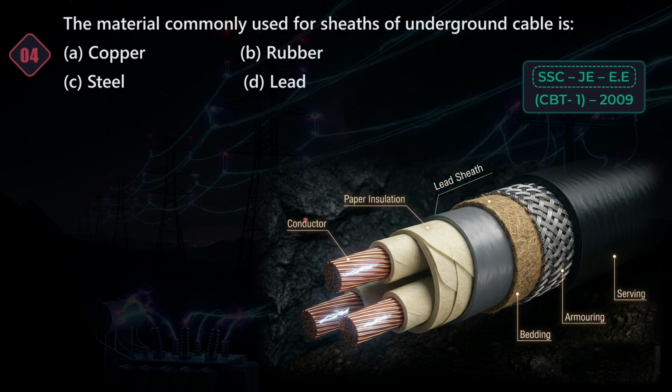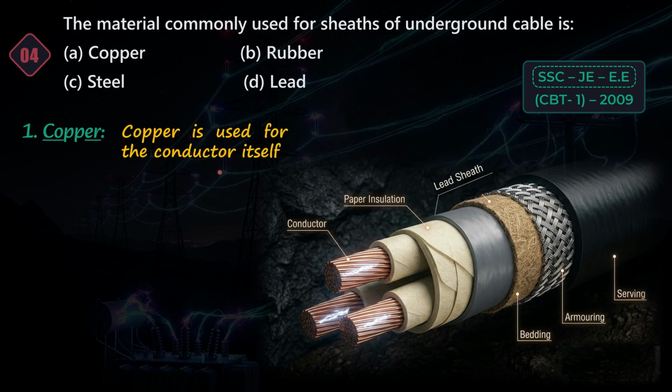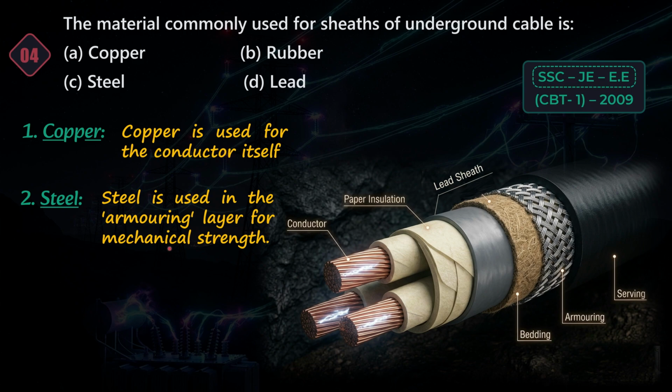Before knowing which option is correct, let us know the significance of each material in detail. Copper is generally used as a conductor material. Now steel is used in the armoring layer for mechanical strength. Now let us know the significance of sheath. The main purpose of the sheath is to protect the insulation from moisture, gases, and other damaging liquids in the soil. If moisture enters the insulation, it can lead to a complete breakdown of the cable.